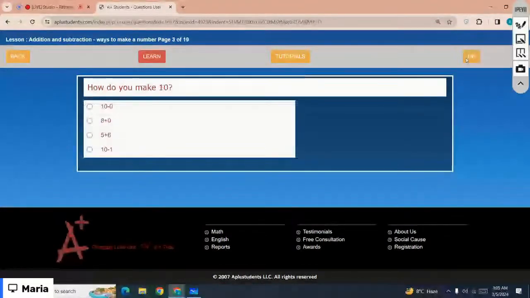Okay, now you have to make 10. How do you make 10? Now you have to check the options and write the correct option in the chat box. So which is the one that makes 10?